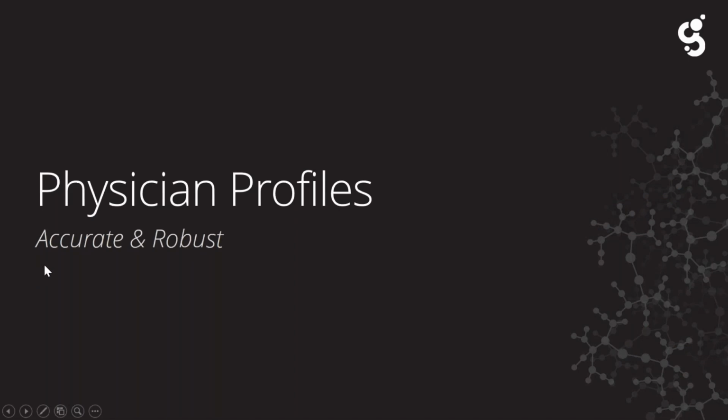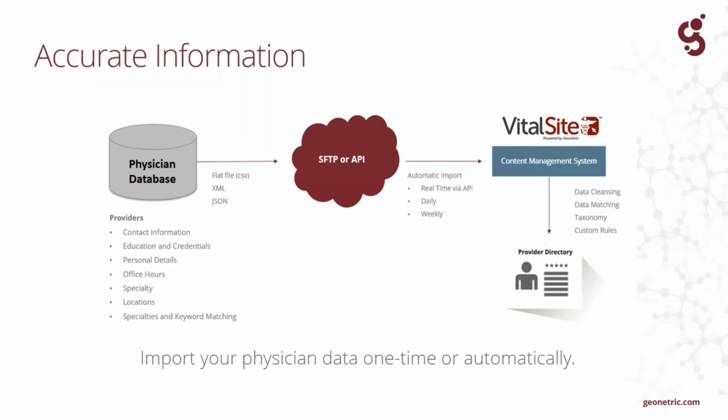And really what you need them to be is, first of all, accurate, and second of all, robust. If you are building out robust physician profiles that aren't accurate, that wouldn't be very good. So let's talk about the importance and how VitalSite comes in and helps you with making them accurate and robust. First of all, let's talk about accuracy.